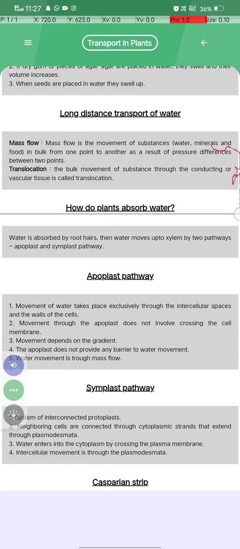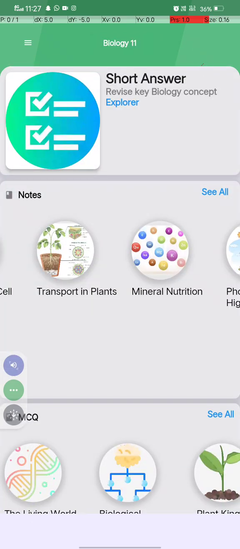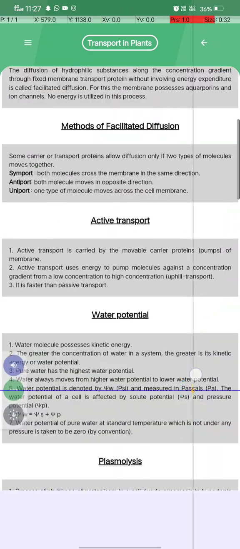How do the plants absorb water? Water is absorbed by the root hair, and then water moves up to the xylem by two pathways: apoplast and कहाँ चला गया, ये सिन प्लास्ट था, ठीक है, symplast.